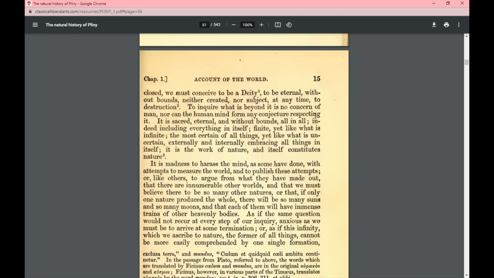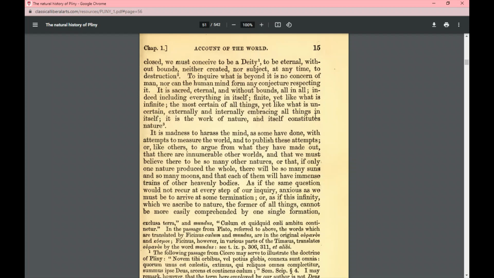And I want you to pay attention to this next paragraph because this relates to our studies in science. It is madness to harass the mind. To harass means to bother and to irritate and to trouble. It is madness. You're a crazy person. To harass your mind with attempts to measure the world. And when he talks about the world here, he doesn't just mean the earth, because people had already measured the earth by the time he lived. When he's talking about measure, he's talking about measuring the world and the heavens.